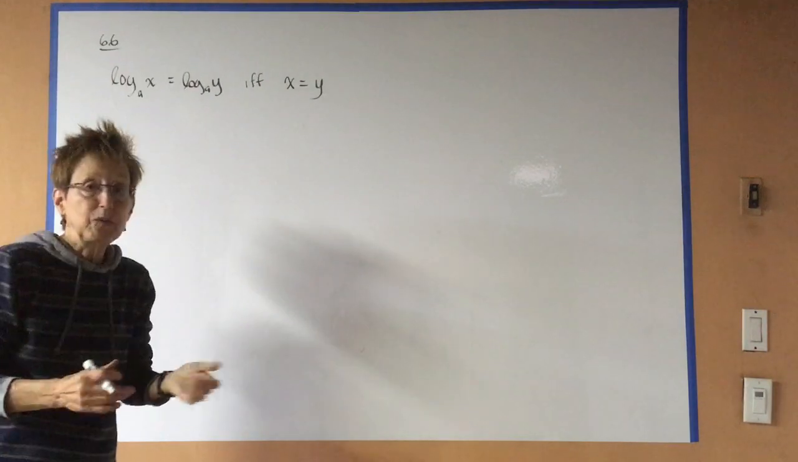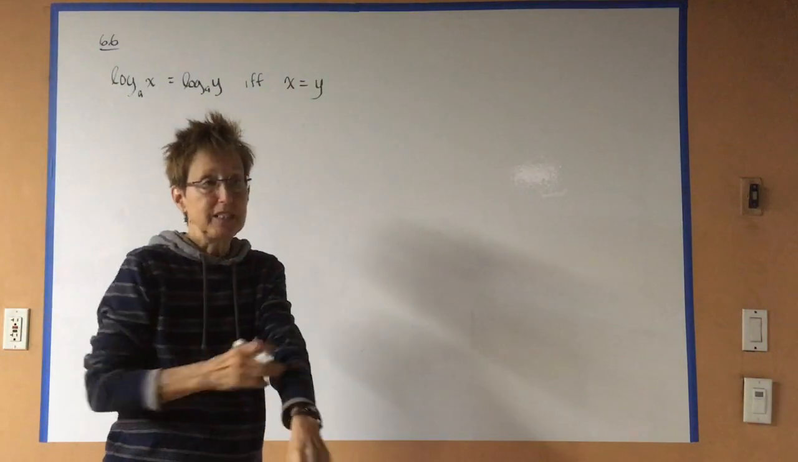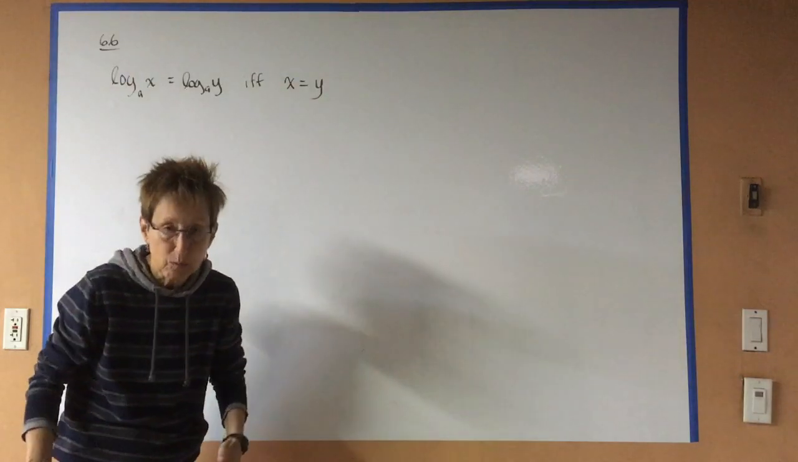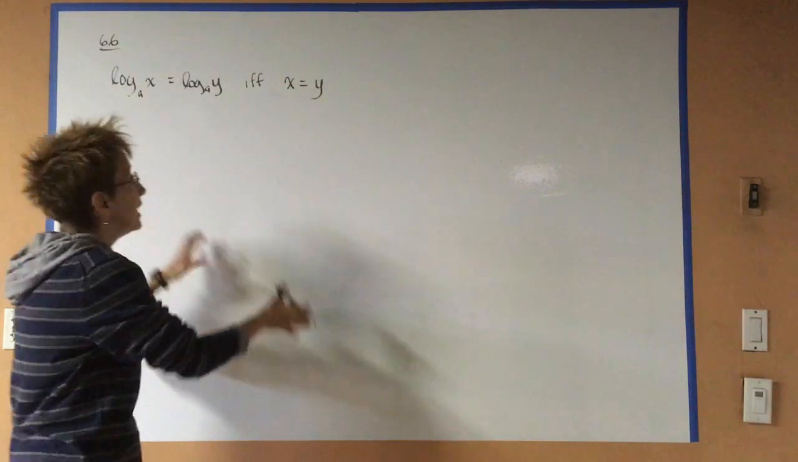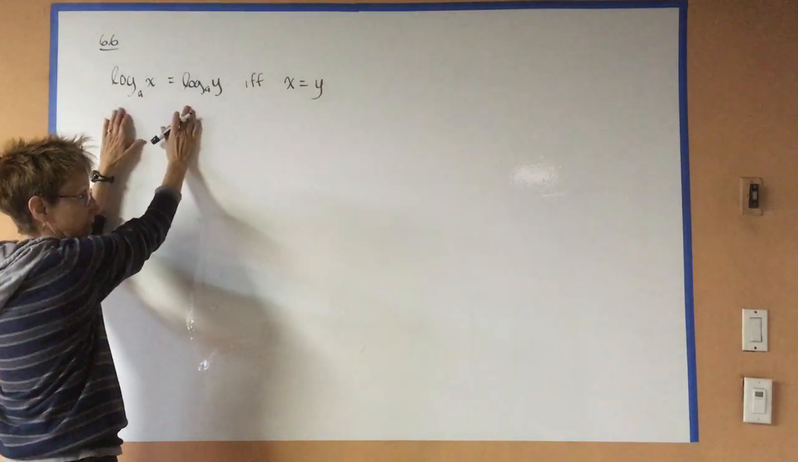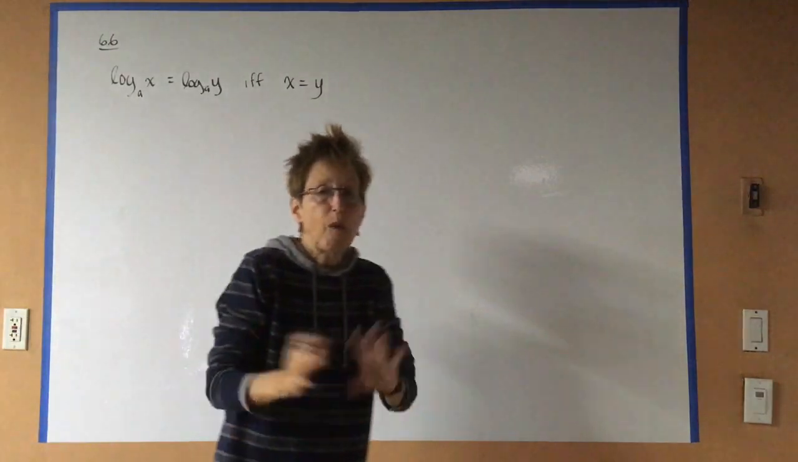That's kind of like where I had a to the u equals a to the v, so therefore u must equal v. If I have same bases equal, then the powers must be equal. If I have same logs with the same bases equal, then the arguments must be equal. And it works in both directions.